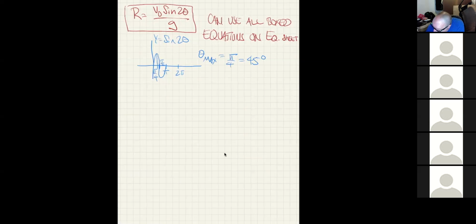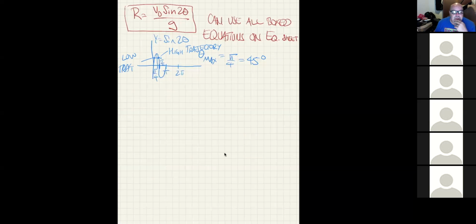But if I do any other distance, notice I get 2 angles that work. You get a high trajectory and a low trajectory. Whoa, I don't know what happened there. So that's something we've learned about projectile motion.